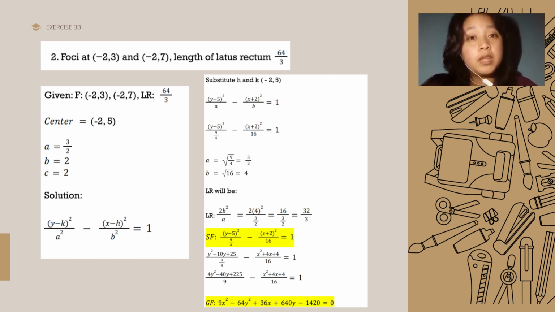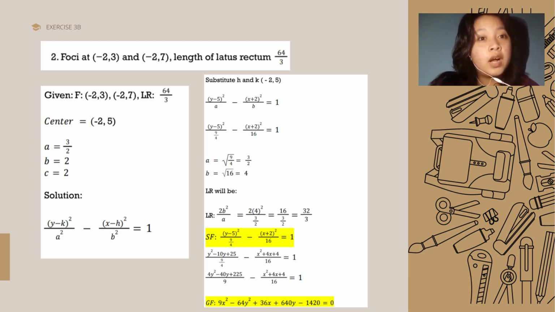So, syempre, ang gagamitin nating formula ay (y minus k) squared over a squared minus (x minus h) squared over b squared is equal to 1. So, syempre, una natin gagawin, we need to substitute the center or the h and k. So, ang kakalabasan nito ay (y minus 5) squared over 9 over 4 minus (x plus 2) squared over 16 is equal to 1.